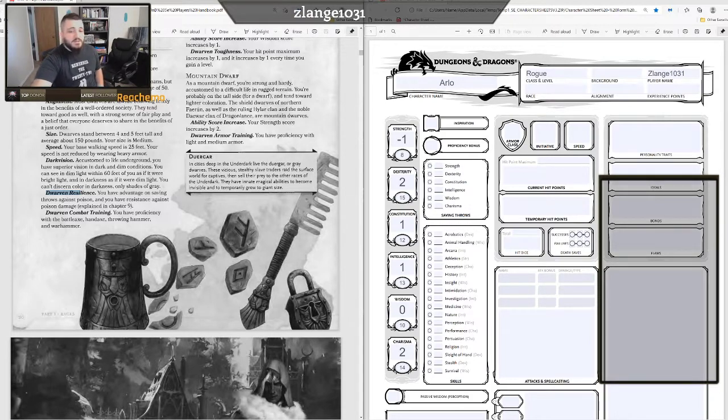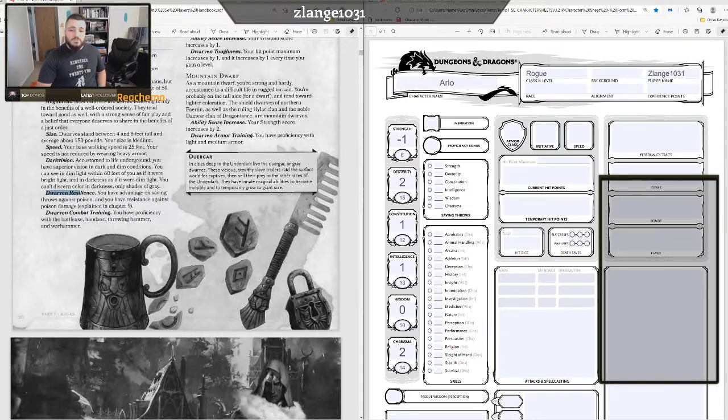Dwarven combat training. This talks about your proficiencies. How proficiencies work is usually, when it comes to armor, if you are not proficient with that armor, you can wear it, but you're not getting any benefits from it. You're probably getting negatives for it mostly. So there's not really a point in doing it.